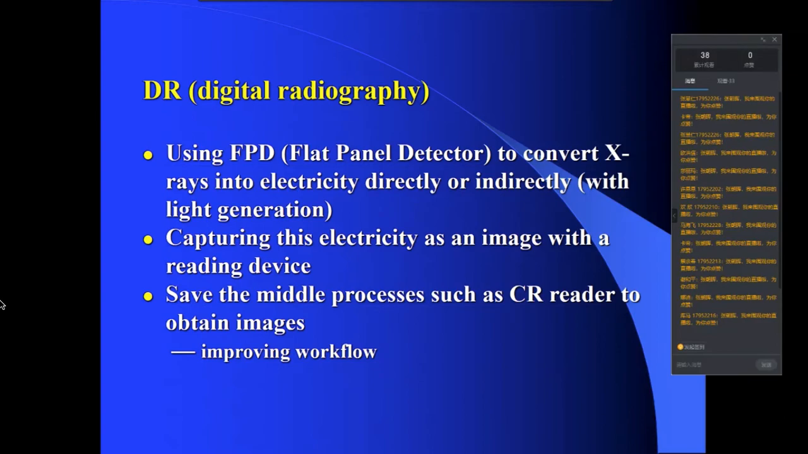Later, after CR, people further developed the digital radiography system. In the digital radiography system, a flat panel detector is used to convert X-rays into electricity directly or indirectly. And this electricity is captured and transformed into an image with a reading device. Compared with CR, DR can save some middle processes before obtaining images, and therefore can improve the workflow.